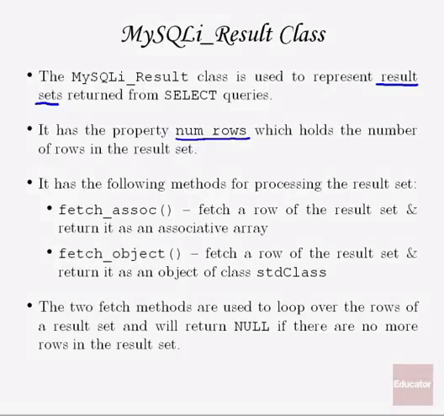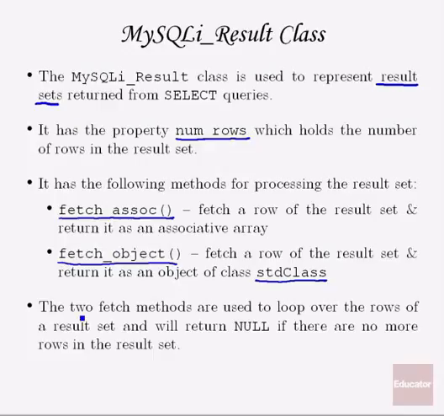It also has the following object methods for processing a result set. There's one called fetch_assoc, which allows you to fetch a row from this result set, one row at a time, and it returns the information from each row as an associative array. It has an analog called fetch_object, which does the same thing, except that instead of returning the data from a particular row as an associative array, it returns it as an object, in particular an object of a class type known as standard class, which is a built-in default class type in PHP that we're going to talk about in a little bit.